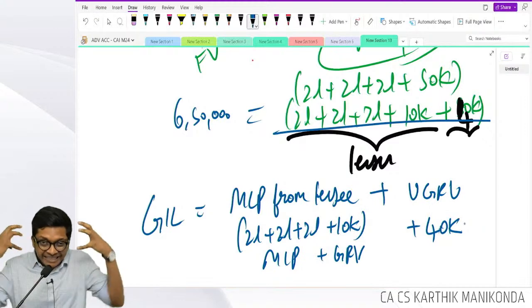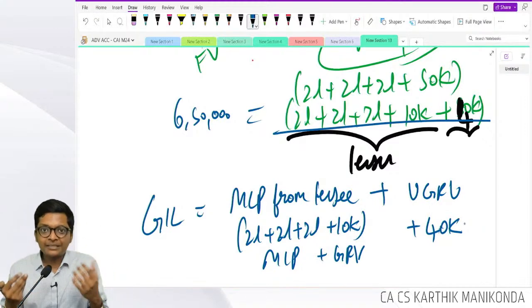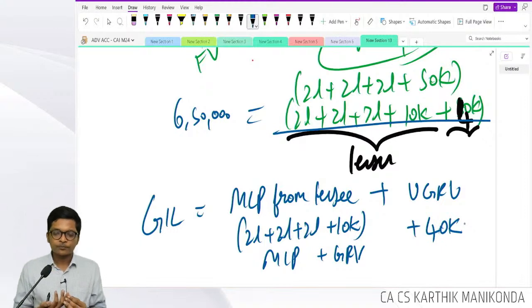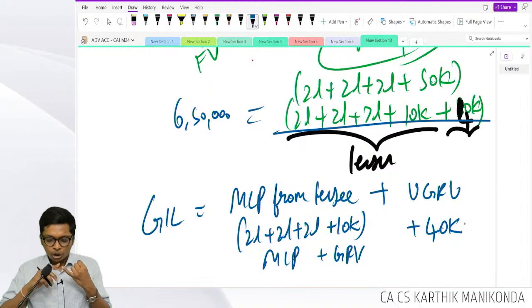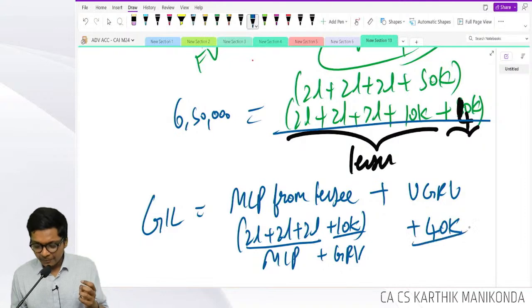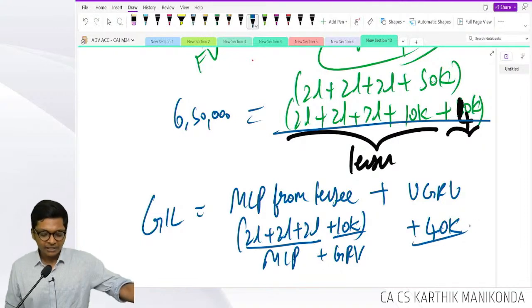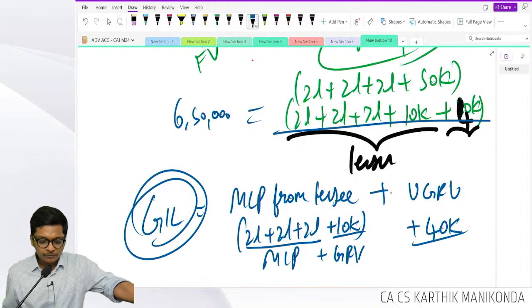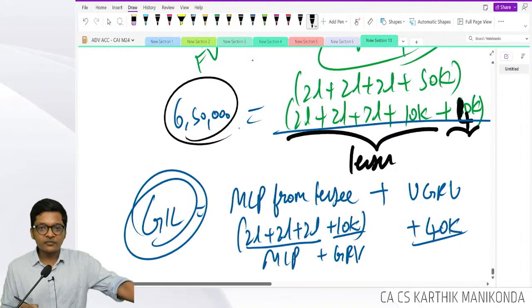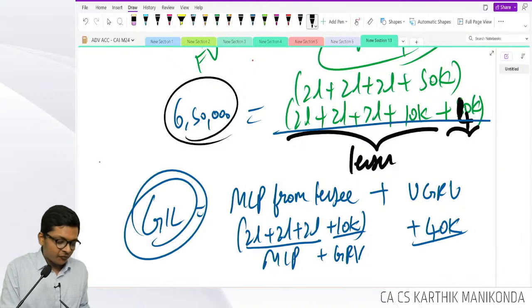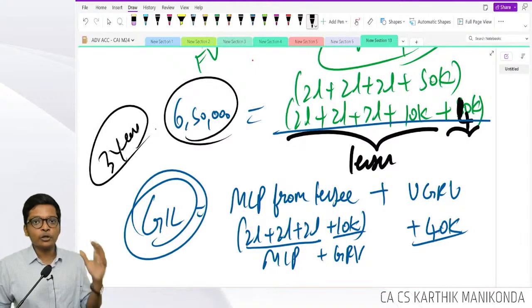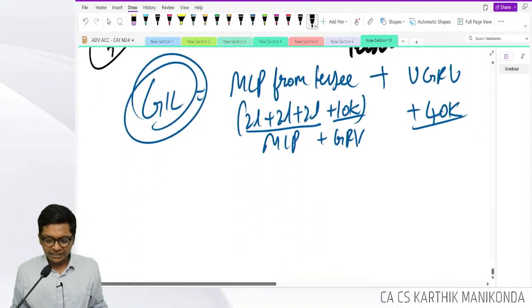Maximum return I can expect. Will I get this? I don't know. But maximum I can expect is so much. Correct, guys? So 2 lakh plus 2 lakh plus 2 lakh plus 10 plus 40. So MLP from standpoint of lessee, 2 lakh plus 2 lakh plus 2 lakh plus 10,000 GRV, plus 40,000 UGRV. This is the maximum return expected, 6 lakh 50. When will you get this? You will get 6 lakh 50 in the next 3 years, because I am paying 2 lakhs for 1, 2, 3 years. Correct, guys? For the next 3 years.